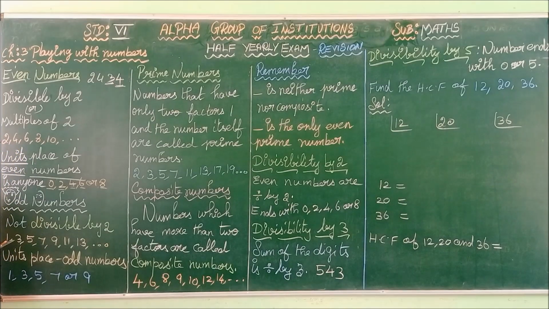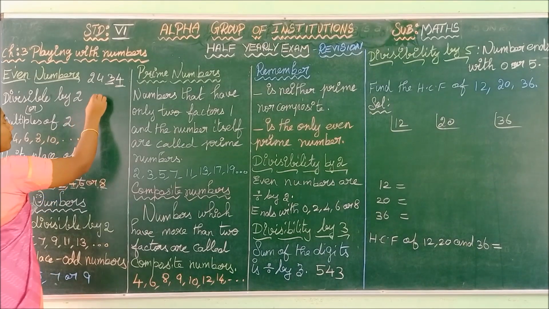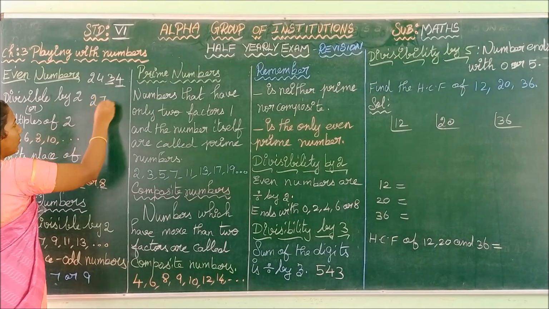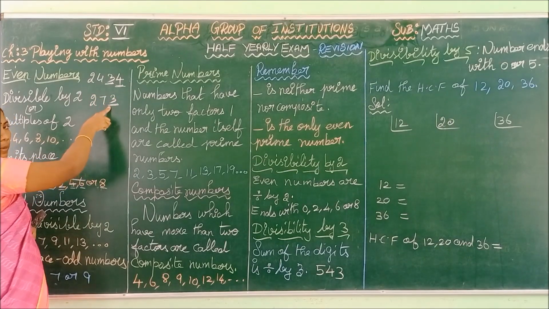See here, we have 1, 2, 3, 4, 5, 6. So if it is not an even number, it is an odd number. If it is not an odd number, it is an even number. Okay. How can you identify that a given number is an odd number? See here, the unit place of an odd number is 1, 3, 5, 7, or 9. For example, suppose 273, the digit in the unit place is 3.